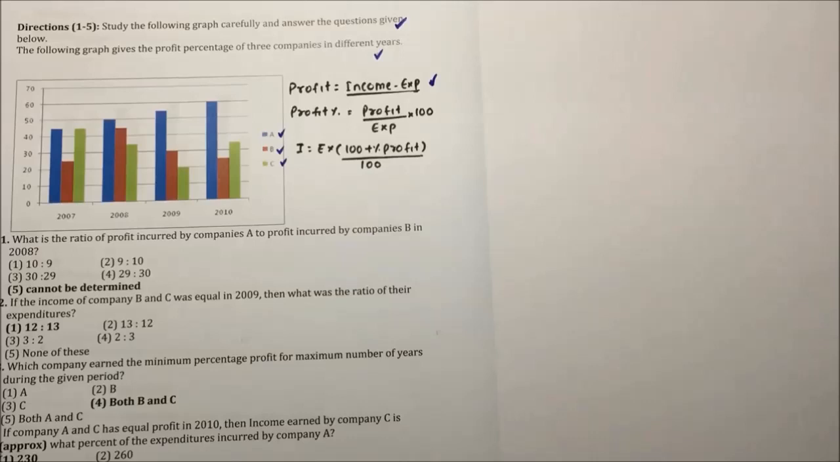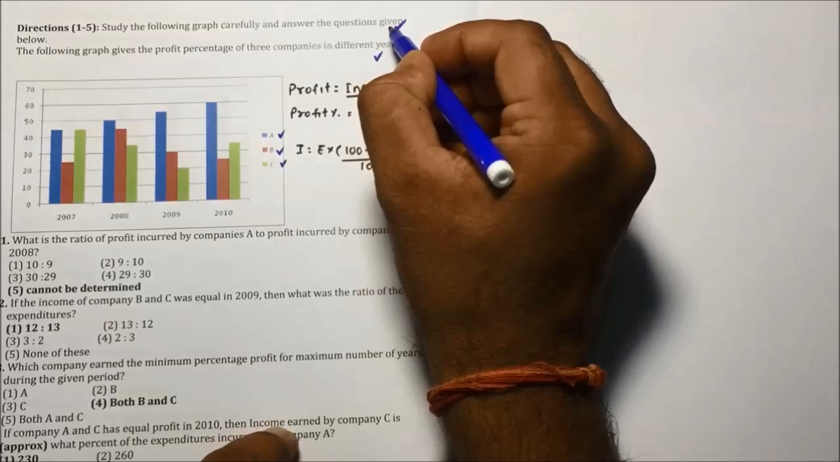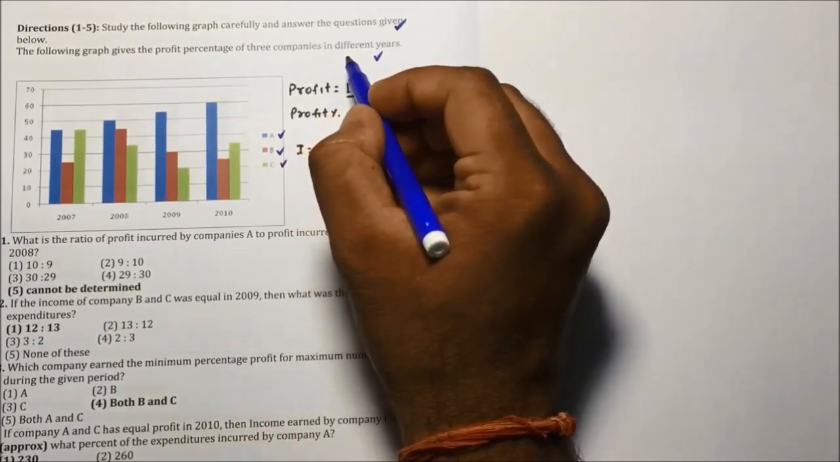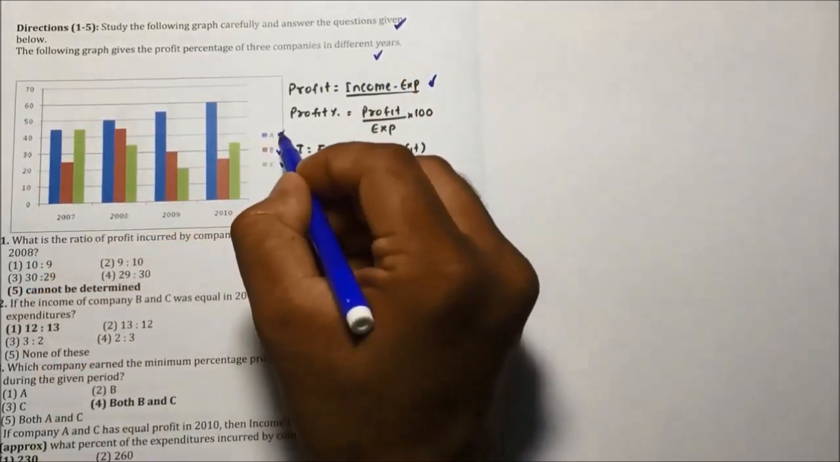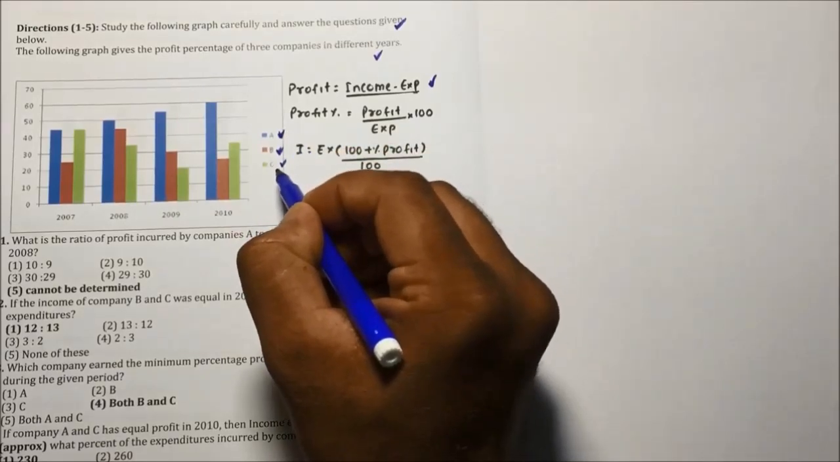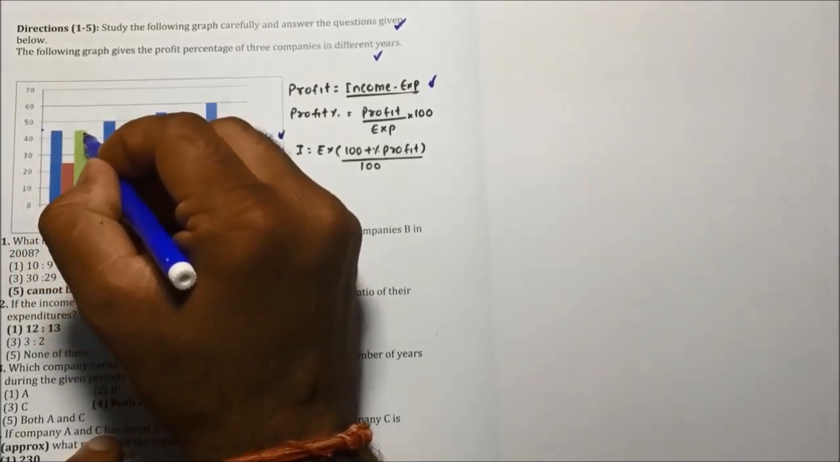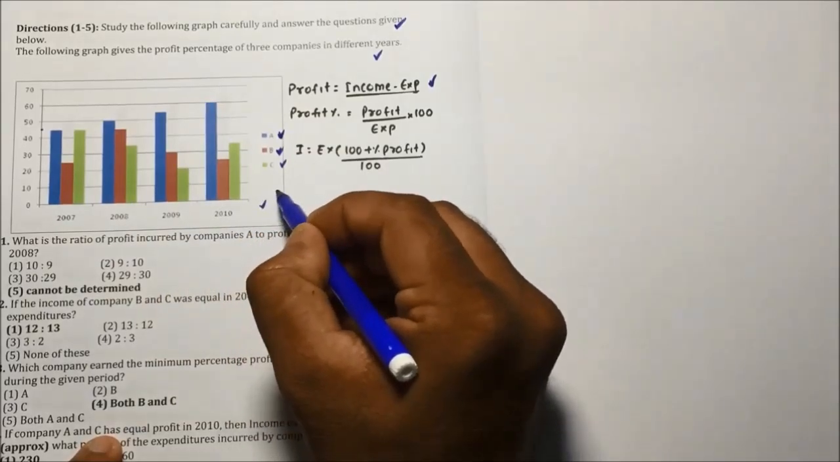This question is similar to the question asked in the TCS NQT 2019 exam, and we can expect a similar kind of question in the TCS NQT 2020 exams also, in the advanced mathematics section. So let's understand the question and try to solve it. Study the following graph carefully and answer the question given below. The graph gives the profit percentage of 3 companies in different years. Company A is in blue, company B in red, and company C in green. In 2007 the profit percentage of company A is 45%, company B is 25%, and company C is 45%, and so on. The data is given for 4 years.